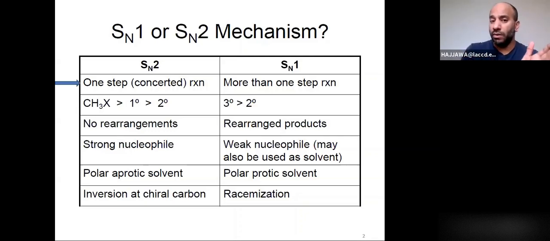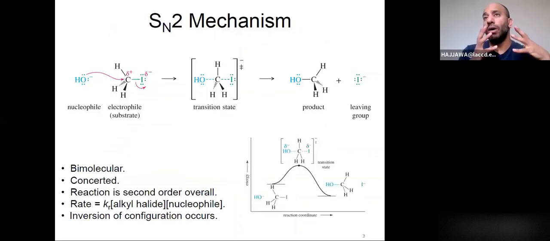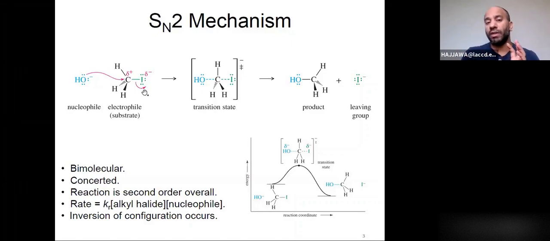So SN2 is a mechanism in which you will have a one-step reaction, a concerted mechanism, meaning the nucleophile will attack the electrophile, and the electrophile is going to have a leaving group that's going to leave at the same time. So the nucleophilic attack plus the leaving group breaking off happens all at the same time. And that's why you see a transition state. You don't see an intermediate.